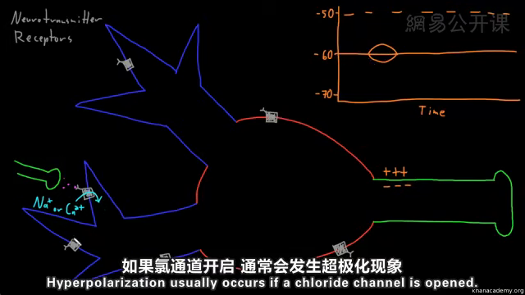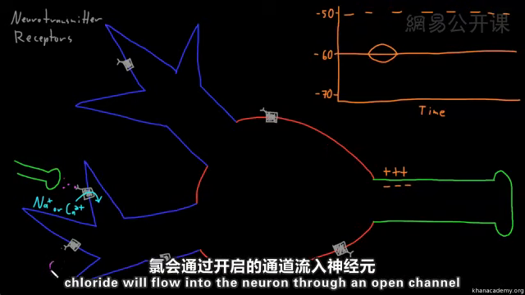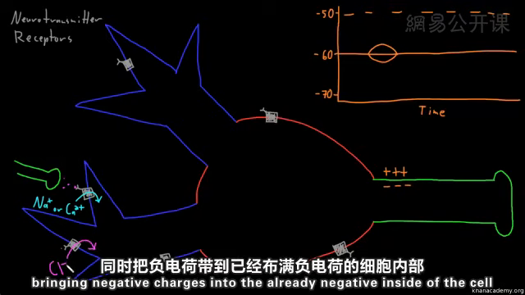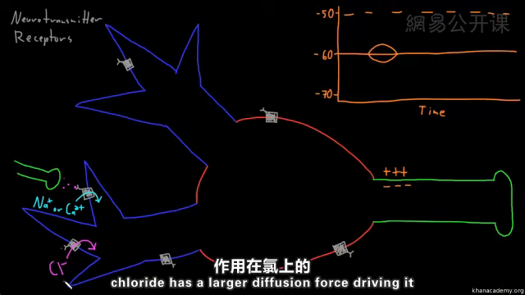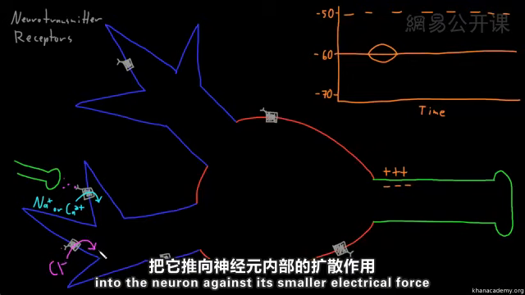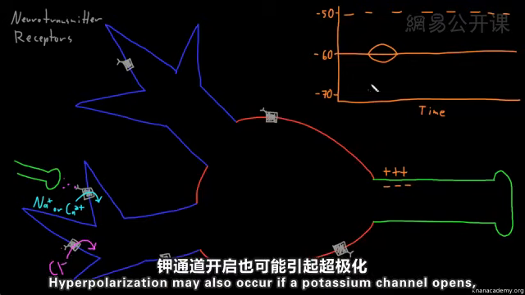Hyperpolarization usually occurs if a chloride channel is opened, because for most neurons, chloride will flow into the neuron through an open channel, bringing negative charges into the already negative inside of the cell, causing the membrane potential to become more negative. And that's because for most neurons, chloride has a larger diffusion force driving it into the neuron against its smaller electrical force that's trying to drive it out of the neuron.